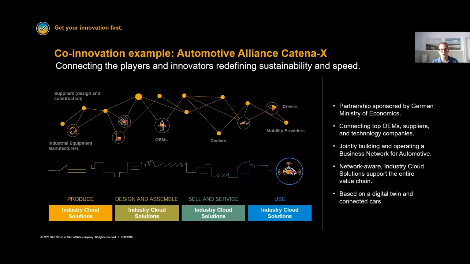We are also well on track to deliver the first industry cloud solutions, network aware, that are the result of this co-innovation, and where more and more companies are there that want to enter actually also in this co-innovation as part of Catena-X. So this is one example on how we are bringing together innovators to really build new industry cloud solutions for what we call next practices.